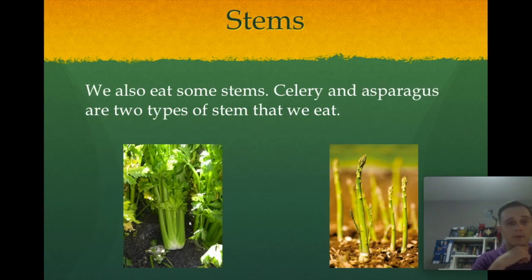We talked about some of the roots that we eat, but we also eat some stems. So celery and asparagus, these are both stems. When you eat celery or asparagus, you are eating the stem of a plant.